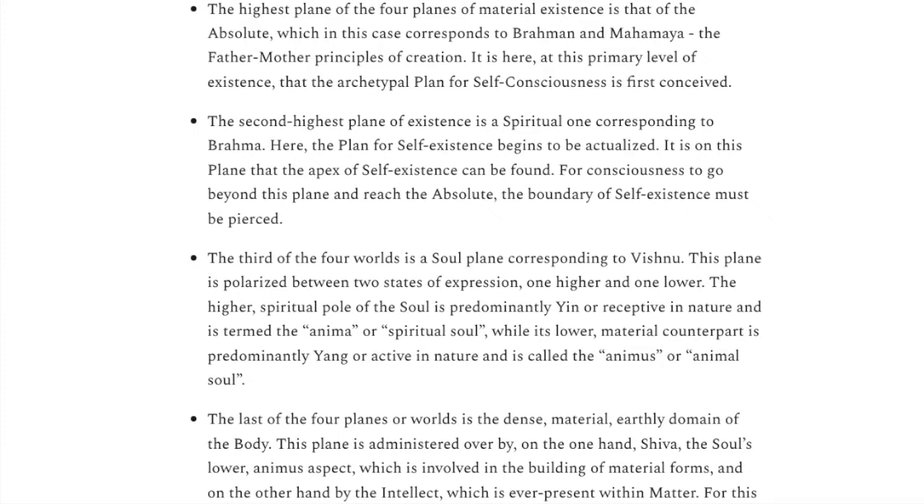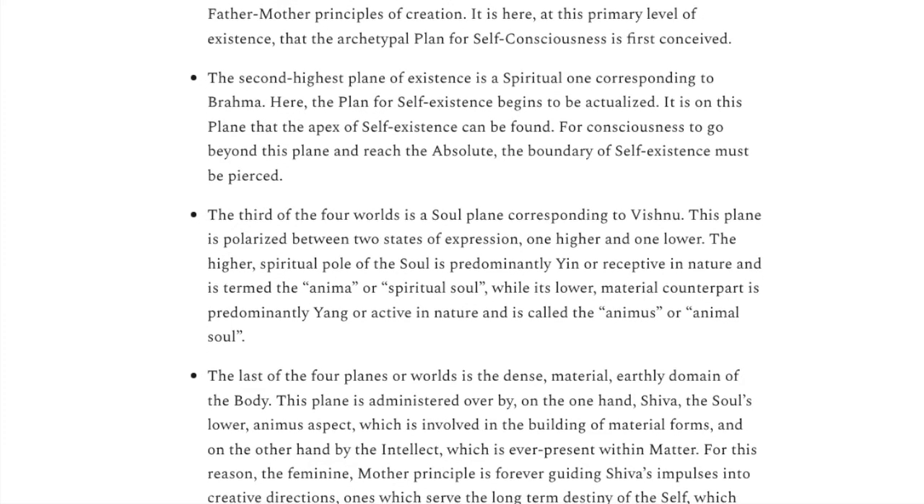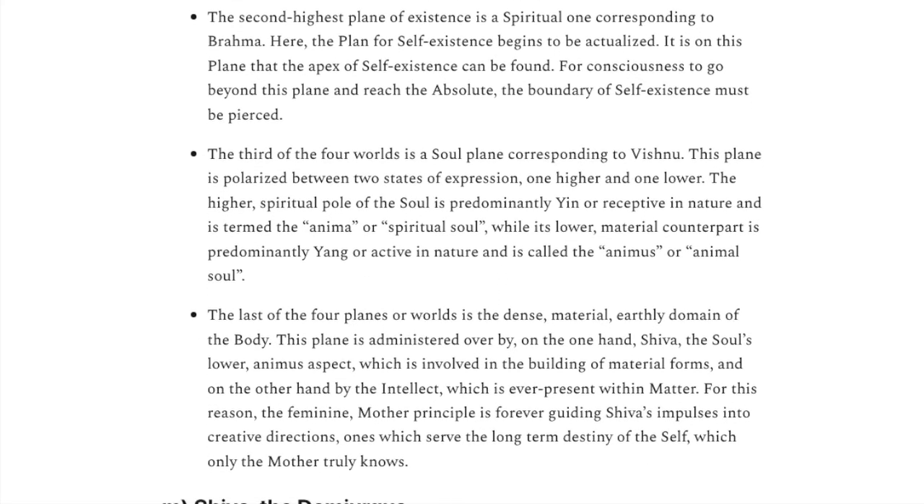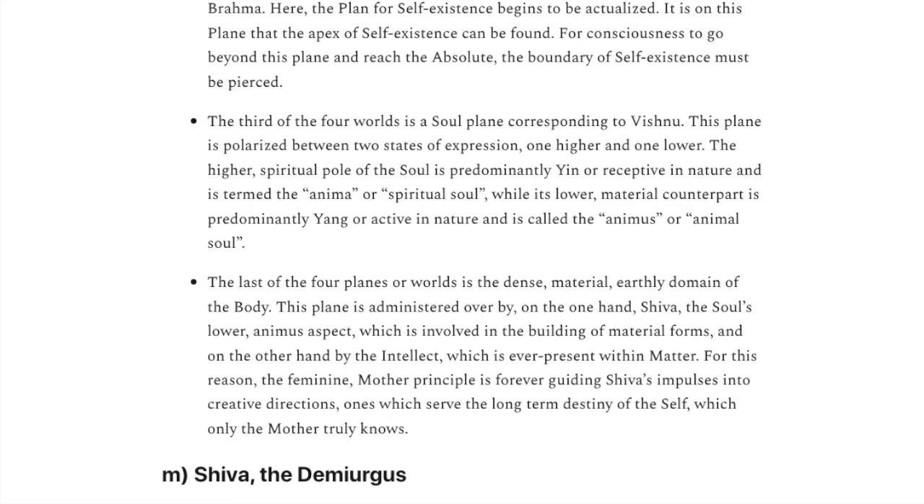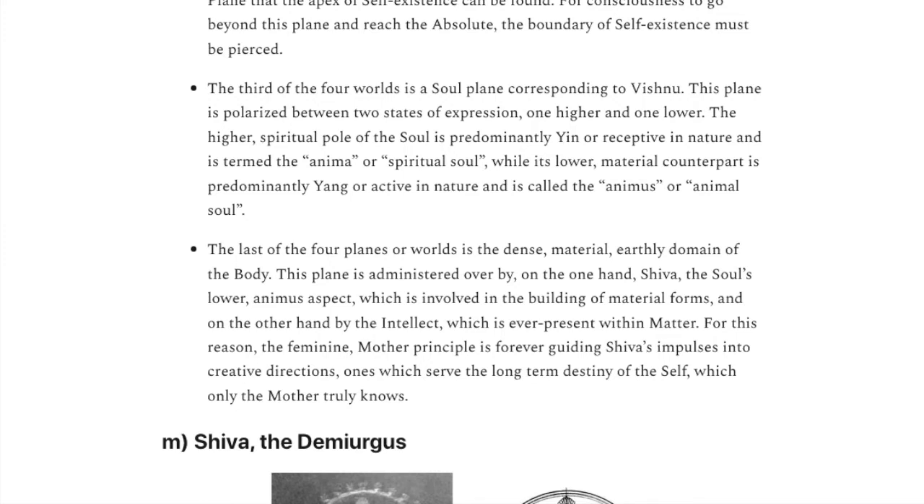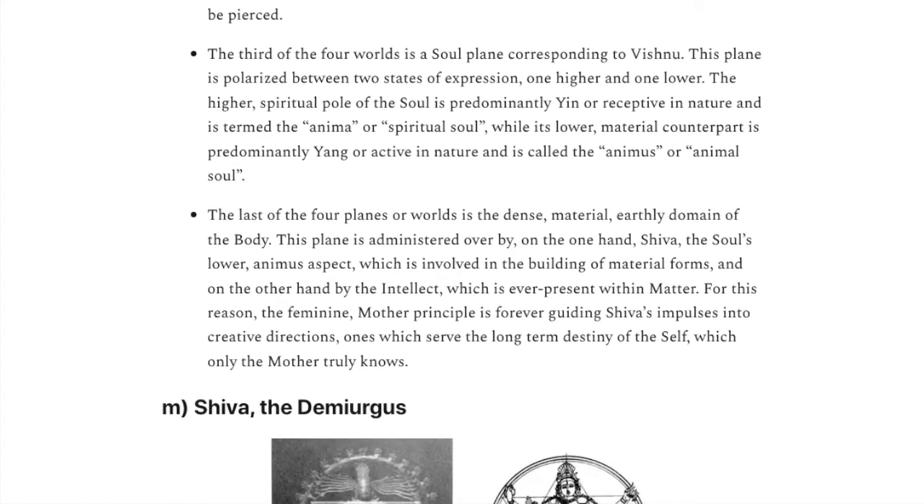The last of the four planes, or the four worlds, is the dense material earthly domain of the body. This plane is administered over by, on one hand, Shiva, the soul's lower animus aspect, its form building principle. But that form building principle has to move in relation to something else. So that thing that it moves in relation to is this tetrad, this principle of intellect. And it's ever present in matter. So it's ever guiding Shiva's creative impulses.